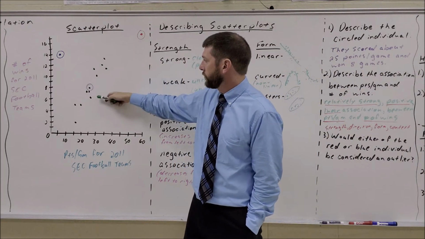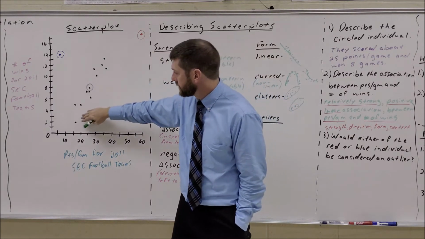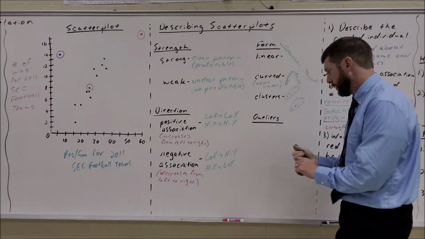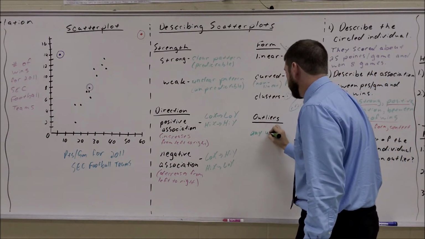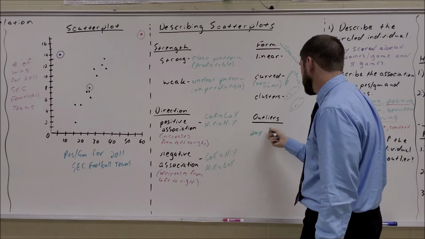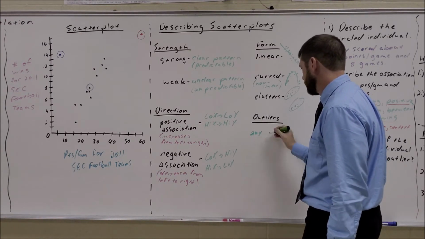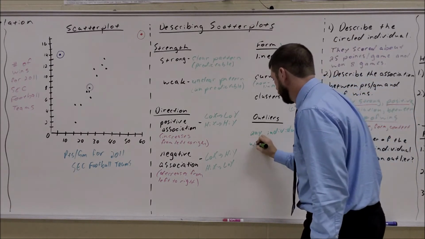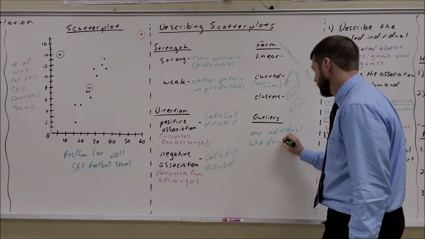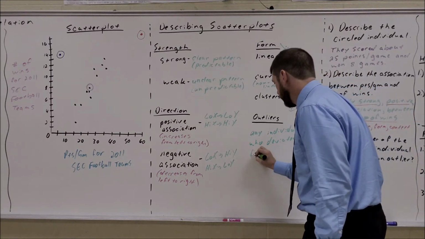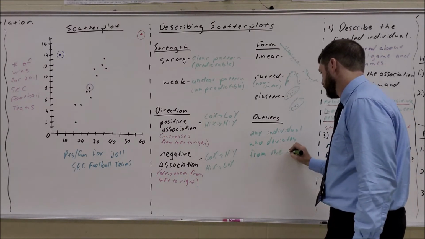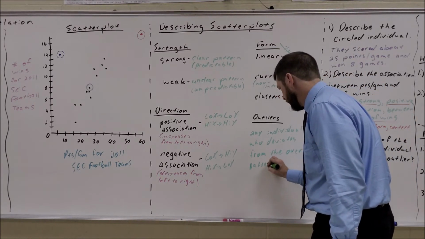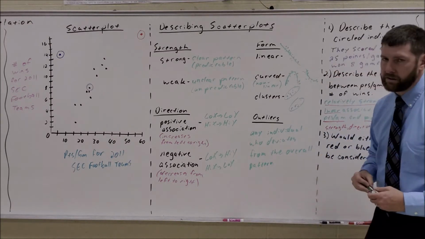This red dot, even though it's far, far away from the data, still follows the same pattern. If we go back to our very original definition, an outlier is any value or any individual who deviates from the overall pattern. That's what makes something an outlier. An individual who deviates from the overall pattern.